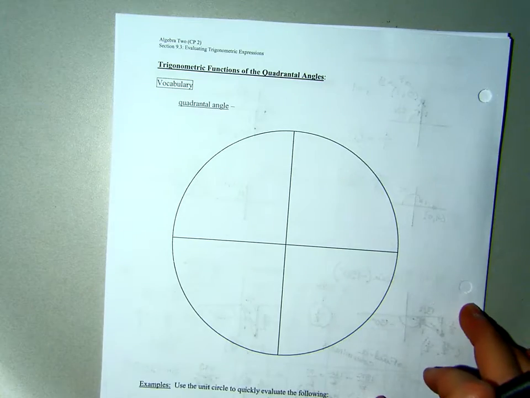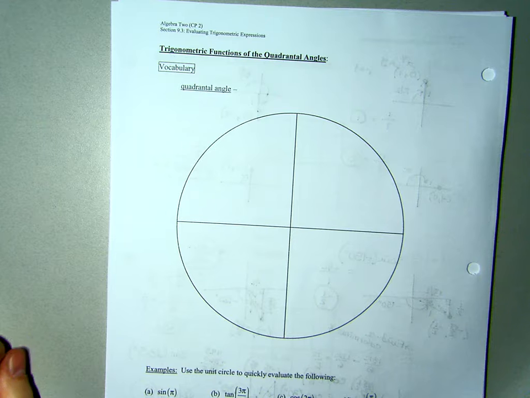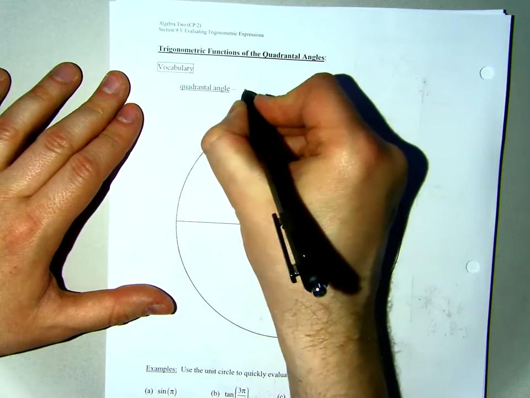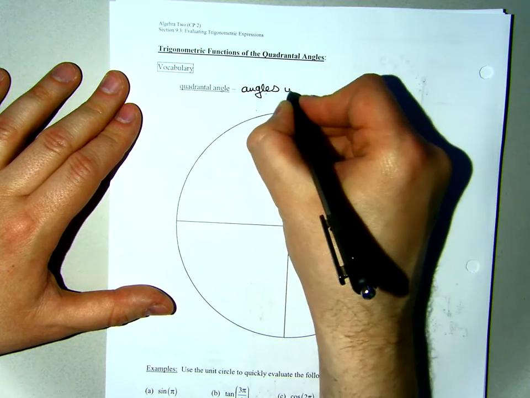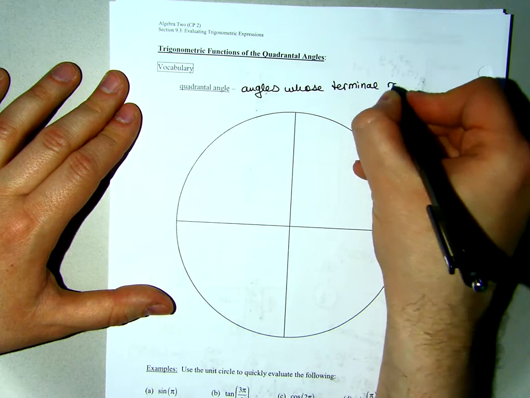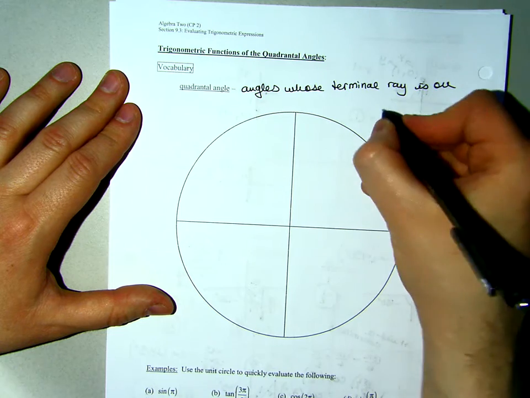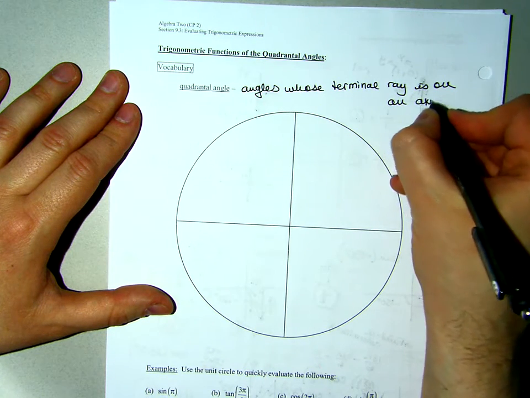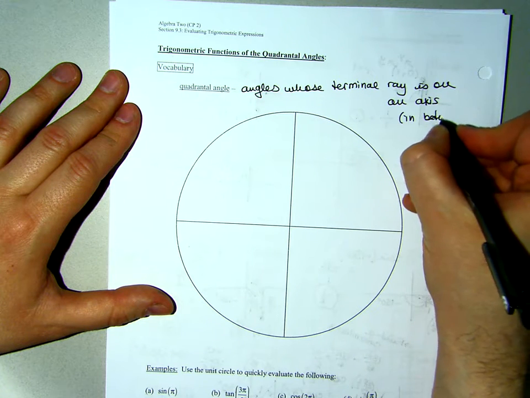Trigonometric functions of what we call quadrantal angles. Honestly, we already did this. We didn't call them quadrantal angles, but we're going to do this. Quadrantal, what math word is in there? Quadrant. These are angles that lie not in a quadrant, but in between quadrants, so on an axis. Quadrantal angles are angles whose terminal ray is on an axis in between quadrants.